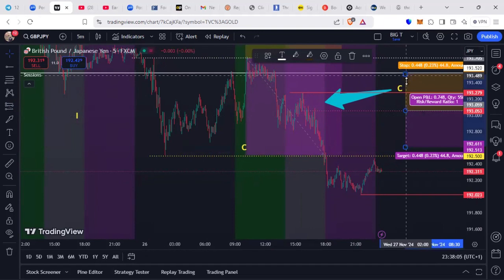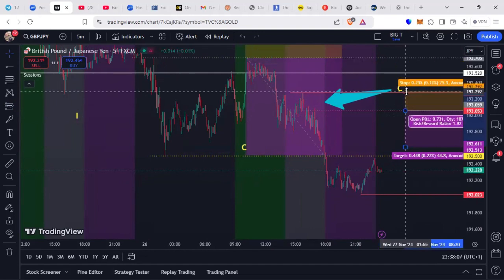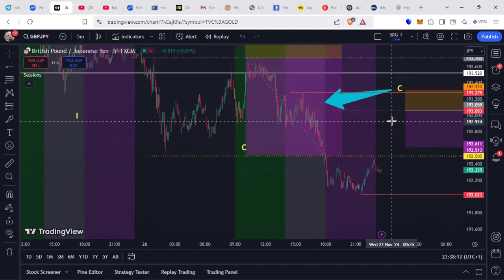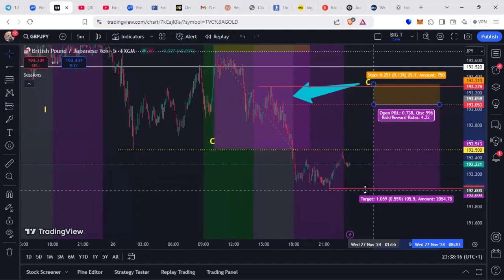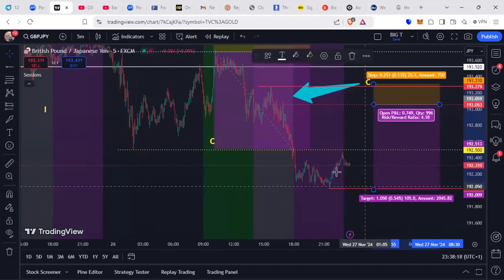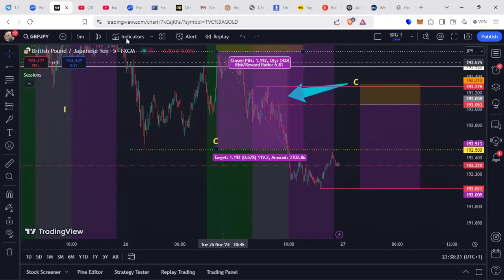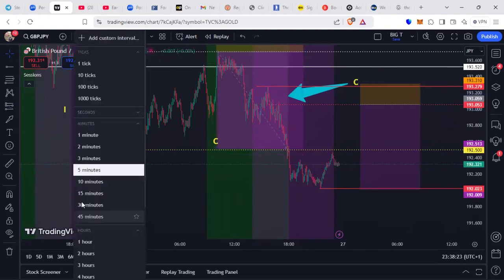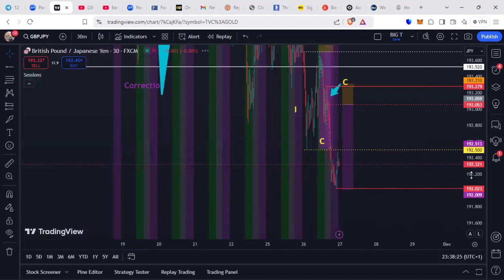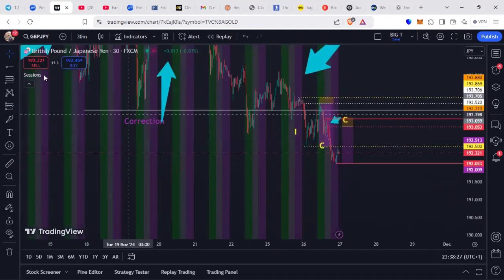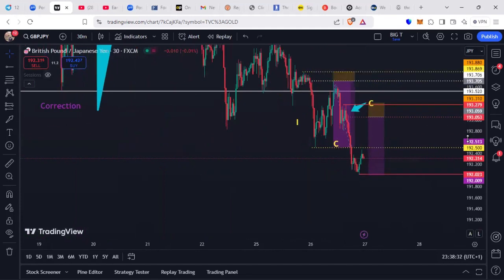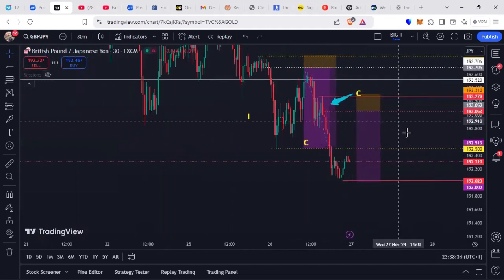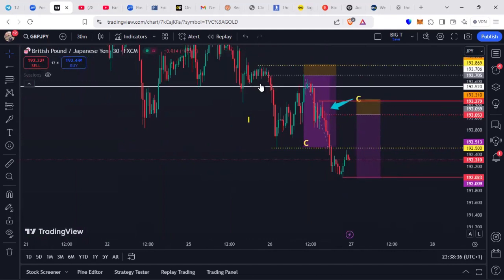So once again, this time we are risking 25 pips to get 105. So let's see how this goes by tomorrow. So yeah, this is how I got my entry into GBPJPY sales. Same easy peasy.